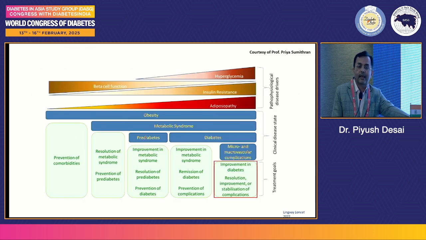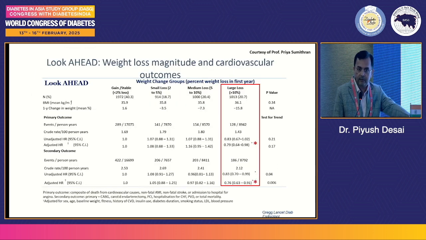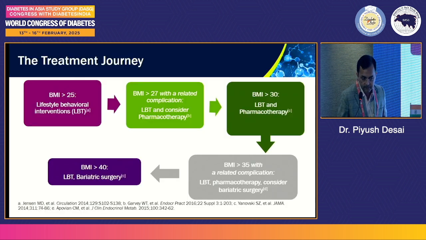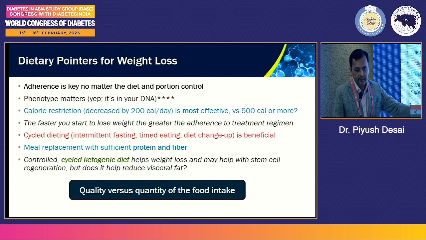And when we are talking about micro and macrovascular complications, we have some data from the Look AHEAD study that more than 10% weight loss is also reducing CV mortality as well as other complications of diabetes. So our approach should start with obesity before the patient develops frank diabetes, and for that we have diet, exercise, behavioral therapy, pharmacological therapy, and obviously with morbid obesity it is bariatric surgery. So at BMI 25, lifestyle changes are enough. At BMI 27, you have to consider pharmacotherapy, more than 30 pharmacotherapy, and after that you have to consider bariatric surgery for such patients.